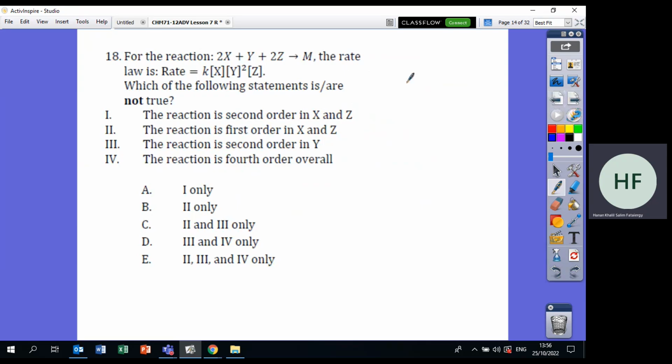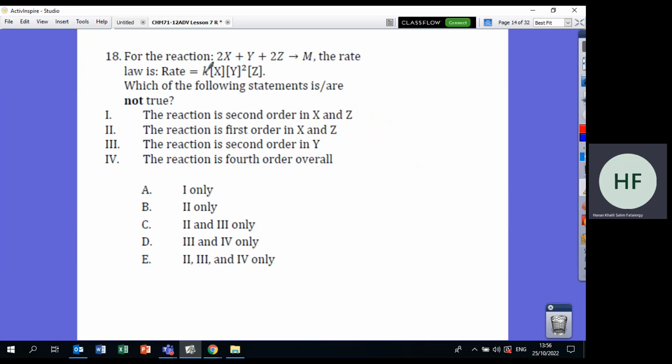Okay. Now another question. You have the rate equals KXY square Z. Of course X, Y, Z are reactants, so they appear in the rate law. What is the order of X? 1. Order of Y is 2, order of Z is 1. Overall order 1 plus 2 plus 1, this is 4.